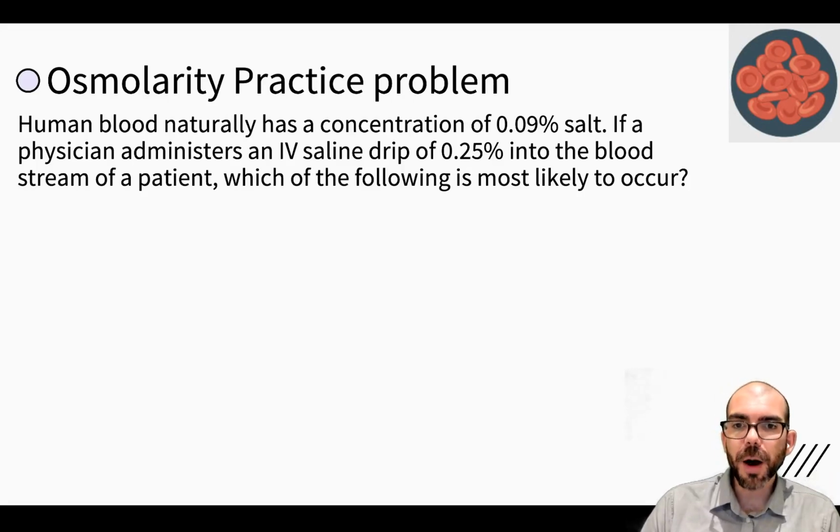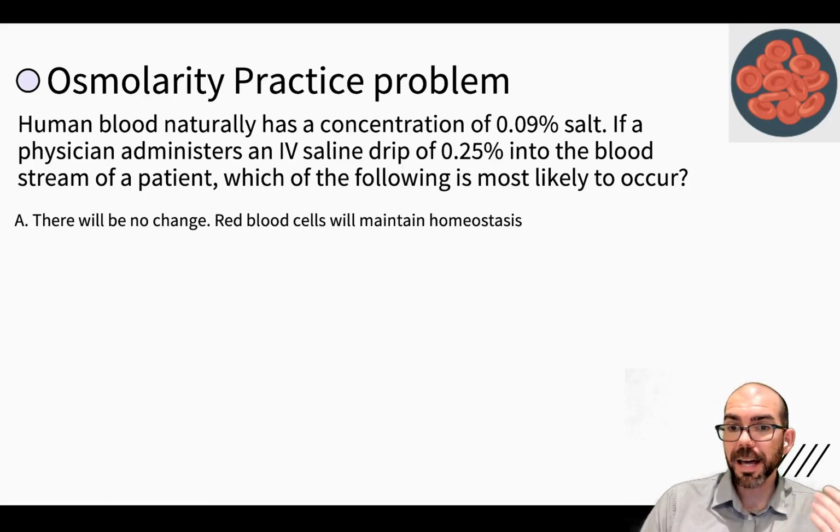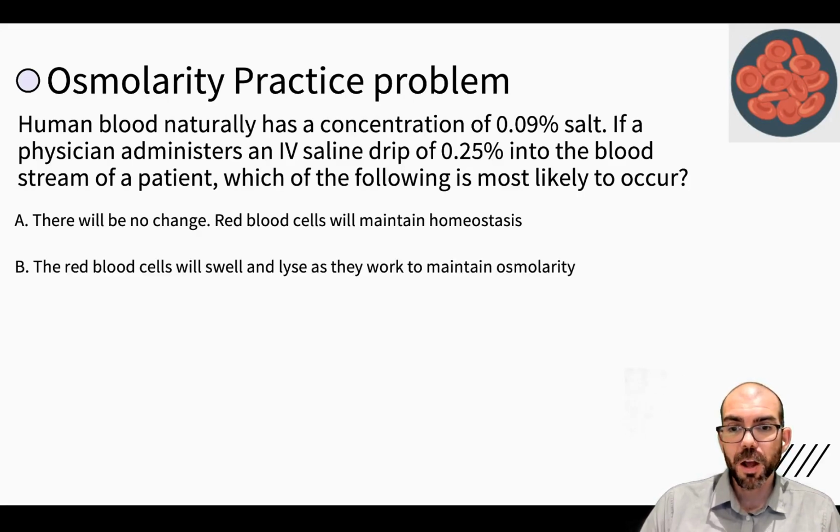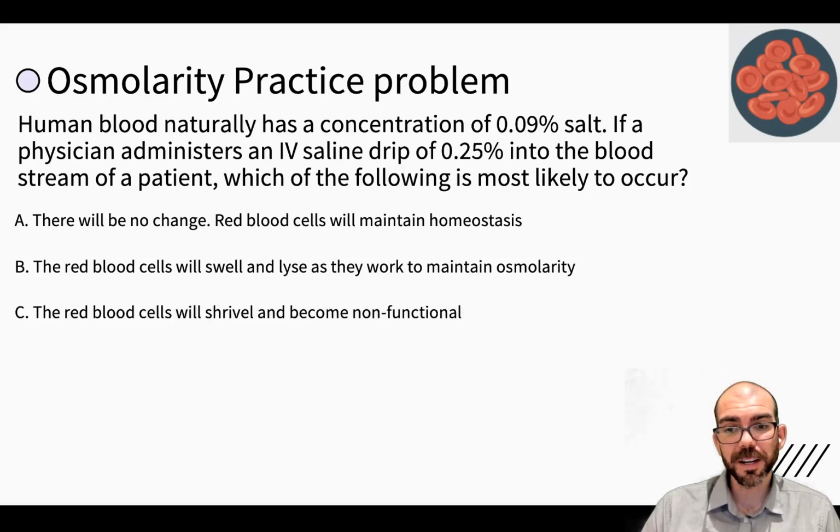Let's do a practice problem. Human blood naturally has a concentration of 0.09% salt. If a physician administers an IV saline drip of 0.25% into the bloodstream of a patient, which of the following is most likely to occur? Could it be that there is no change? Red blood cells will maintain homeostasis. The red blood cells will swell and lyse as they try to work to maintain osmolarity. Or will the red blood cells shrivel and become non-functional? What do you think?